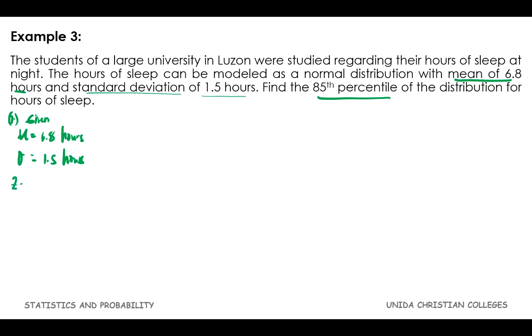Our z value is 85% or equal to 0.85. And we are looking for the X score. Ano kaya yung oras ng tulog ng 85 percentile ng study nila or ng respondent nila? Next, let's draw the normal distribution. Kasi kapag may drawing tayo, class, mas mabilis natin silang ma-visualize. Okay?